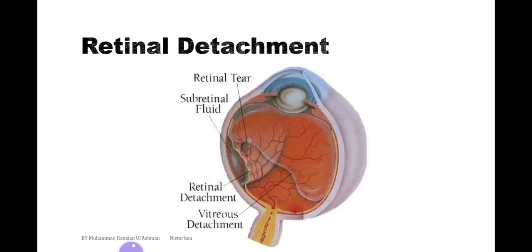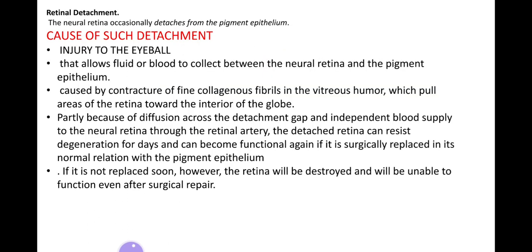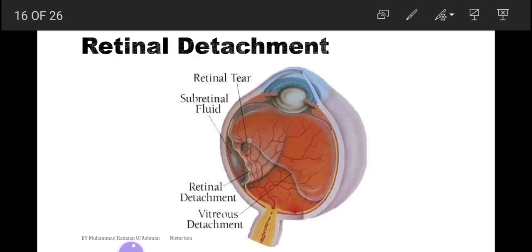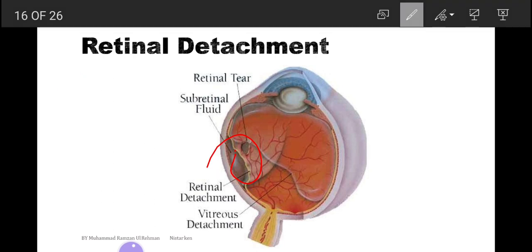Next, retinal detachment, as shown in this diagram. What is it? The neural retina occasionally detaches from the pigment epithelium, as shown in the diagram. Here is shown the retinal detachment.